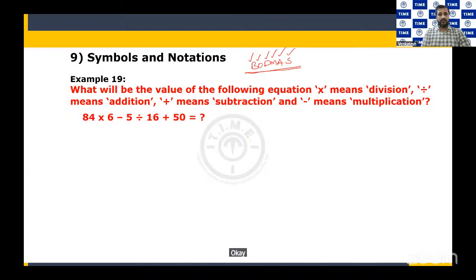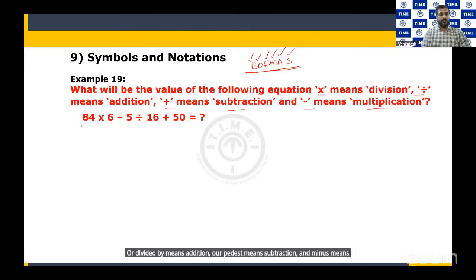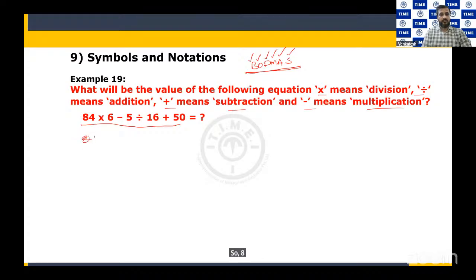Okay. It is given: into means division, divided by means addition, plus means subtraction, and minus means multiplication. Now we need to solve this expression. So 84, what is the new expression? Into means division by 6. Next, minus means multiplication by 5. Divided by means addition of 16. Plus means subtracting 50.